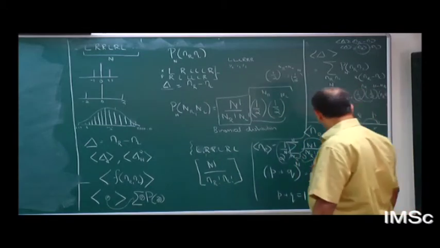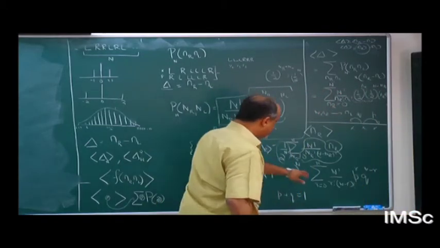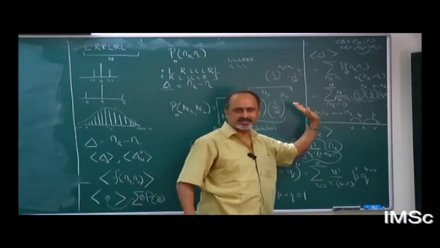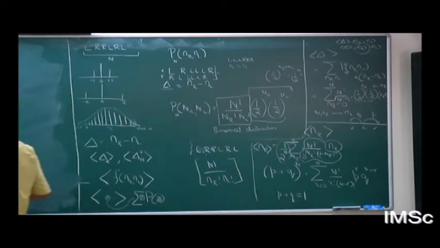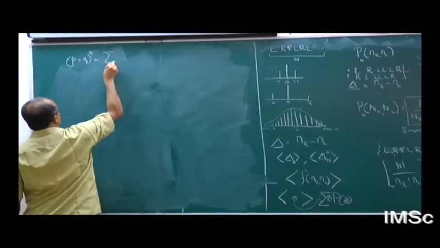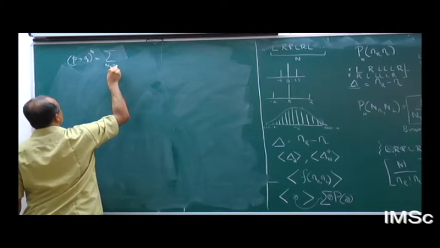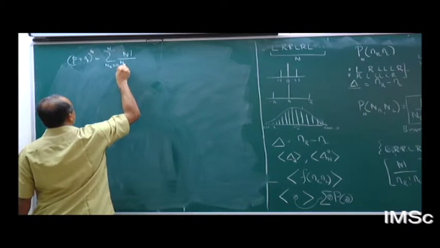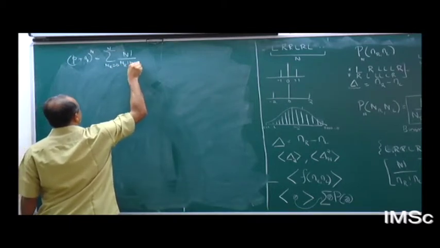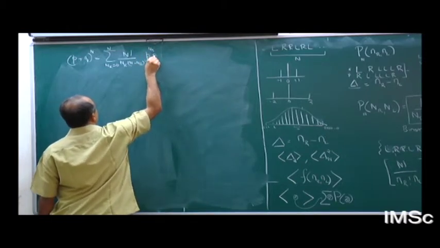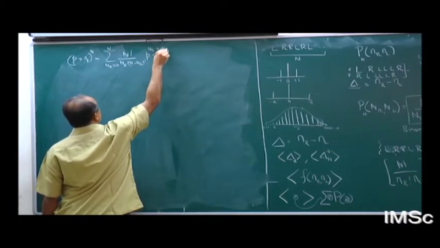Okay, so now I want to do the following. I'm just going to write this again in that particular form, because whether I call it R or NR is immaterial. It's just notation. So let me write that out first: p plus q to the power N is just a sum over NR equal to 0 right up to the capital N, N factorial by NR factorial, N minus NR factorial, p to the power NR, q to the power N minus NR.